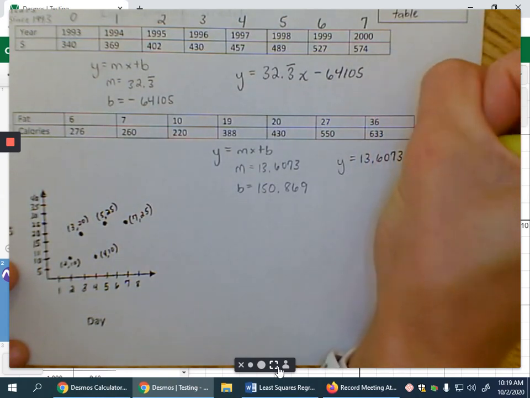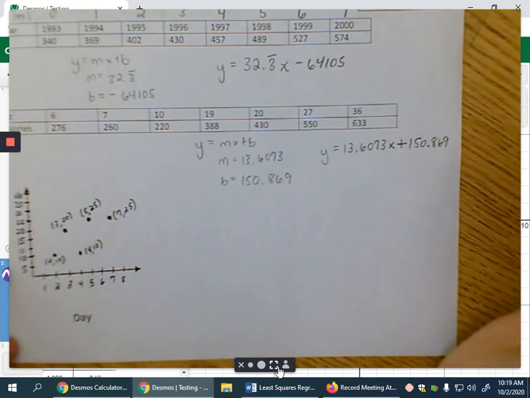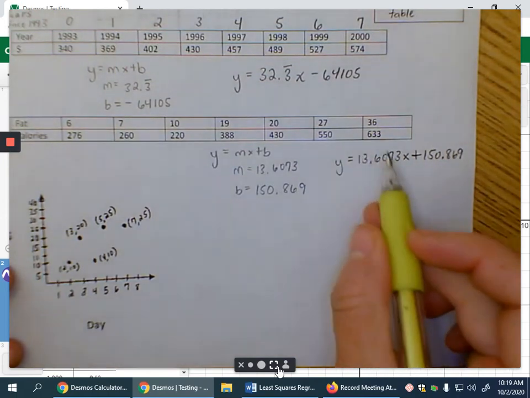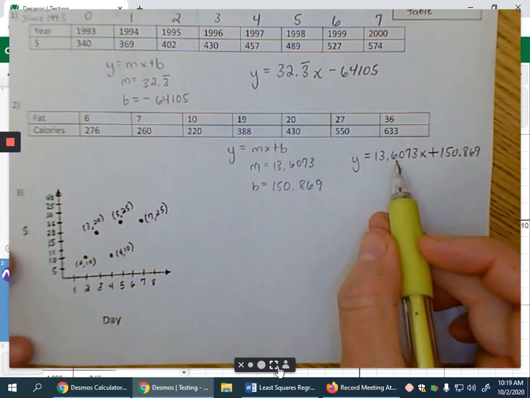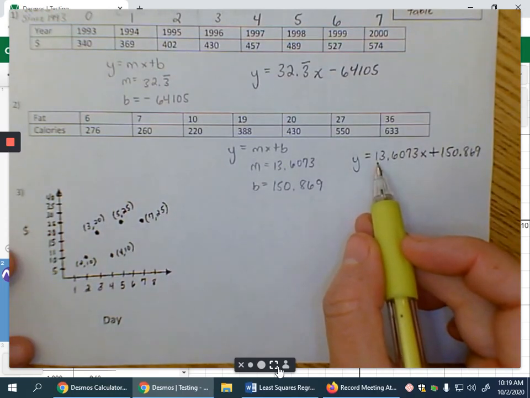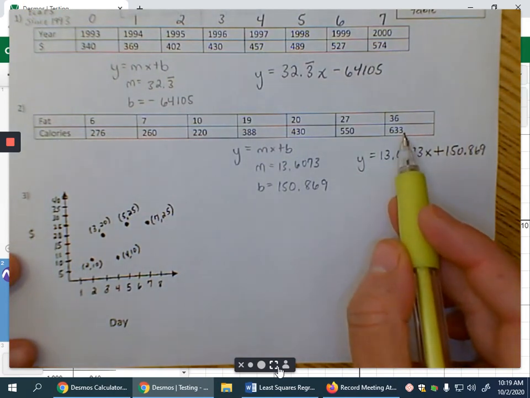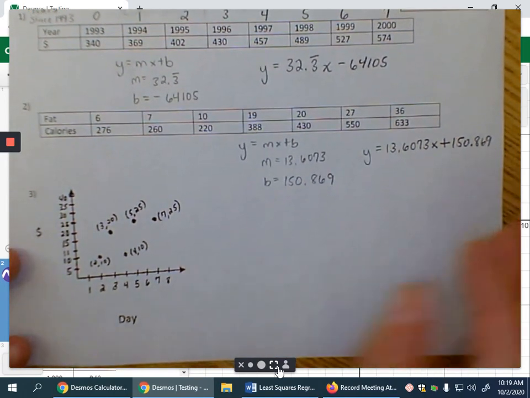And then you could also, so like if I had a food that had 18 grams of fat, I could plug that in here, right there for X, and I could figure out about how many calories it would have if this is a good fitting line of my data, which we'll talk about in a minute, okay? So then that's if they give you a table and you have to find the line of best fit, okay? So then what happens if they give you a graph?